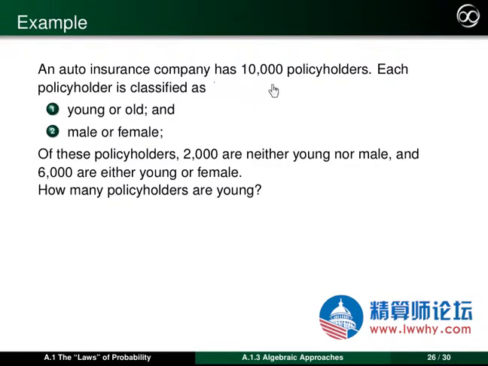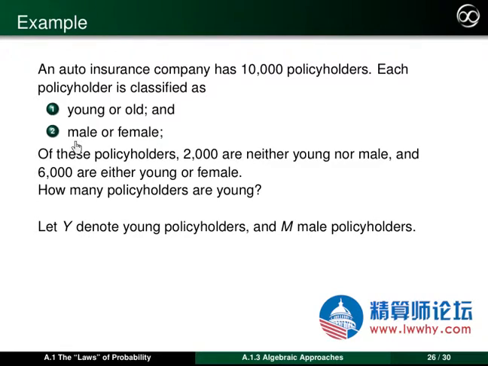My auto insurance company has 10,000 policyholders. Everyone's either young or old, or male or female. So I'm going to let Y denote people who are young, and M denote people who are male. 2,000 policyholders are neither young nor male.